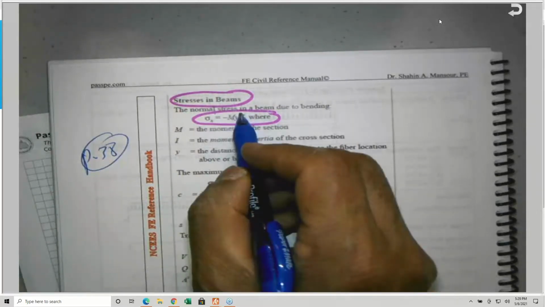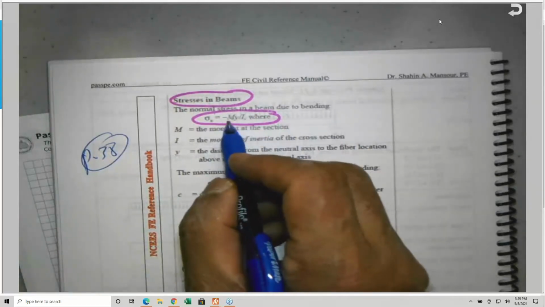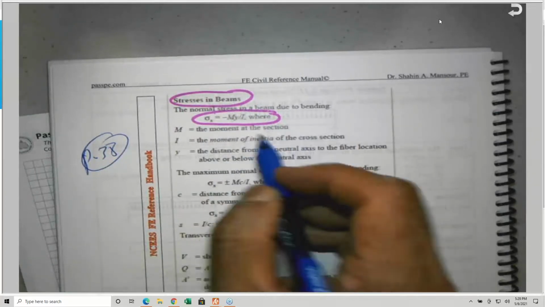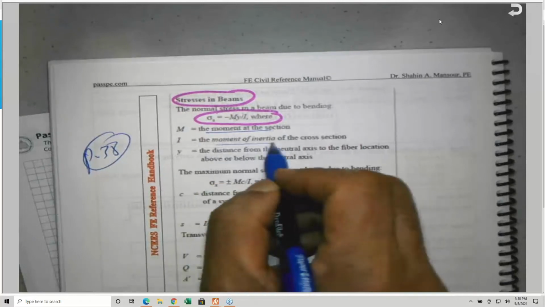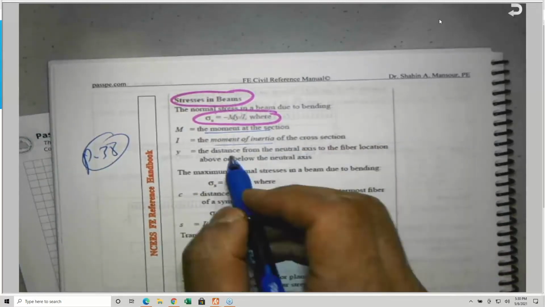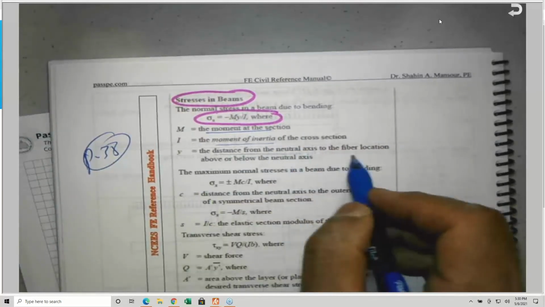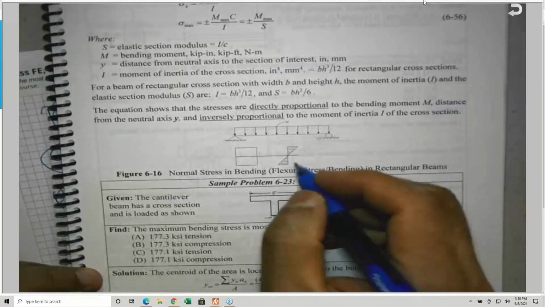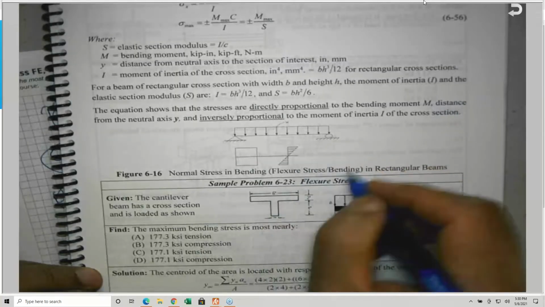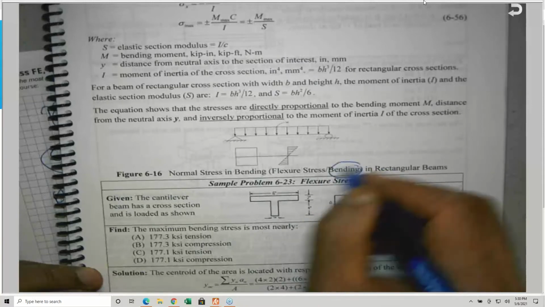The normal stress in a beam due to bending is negative My over I. I will tell you why they put the negative. M is the bending moment, and I is the moment of inertia of the cross section, and y is the distance from the neutral axis to the fiber, which is shown here. The bending stress, or sigma, is also called flexural stress.